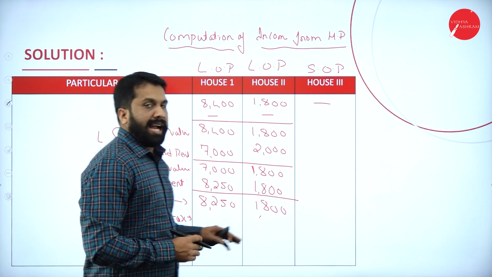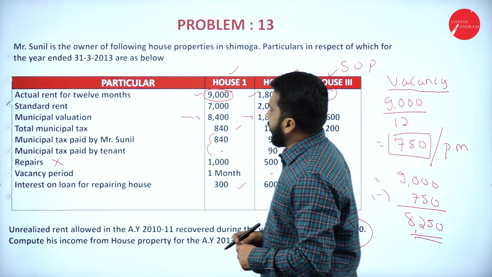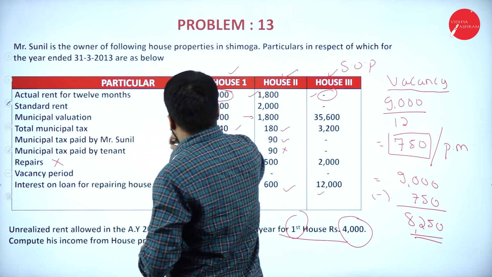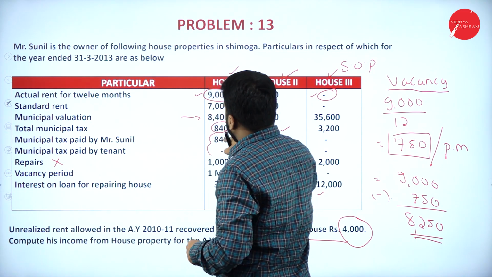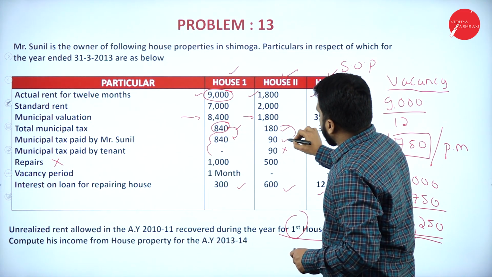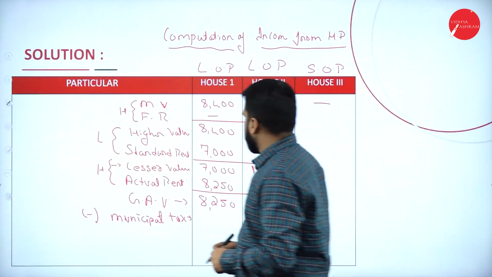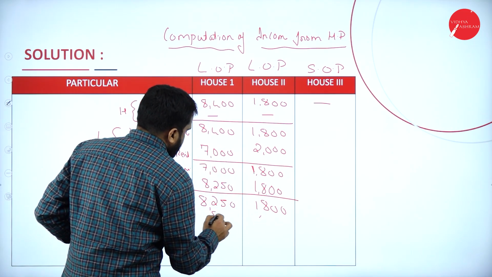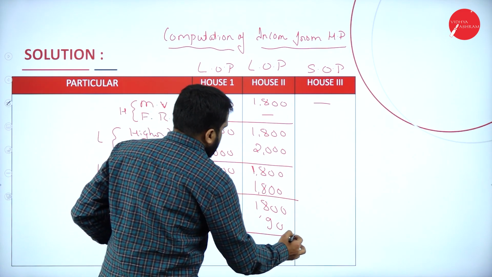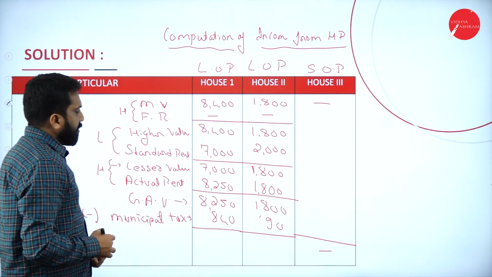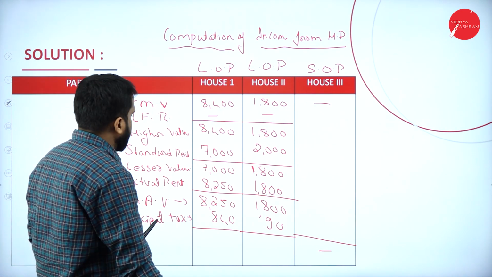So what is your municipal tax for this? We'll calculate your municipal tax. The municipal tax is 840. Out of 840, paid by owner 840, and paid by owner only 90. This will be 840 and this will be 90. This will be nil. Now calculate 8,250 minus 840. I'll use the calculator.